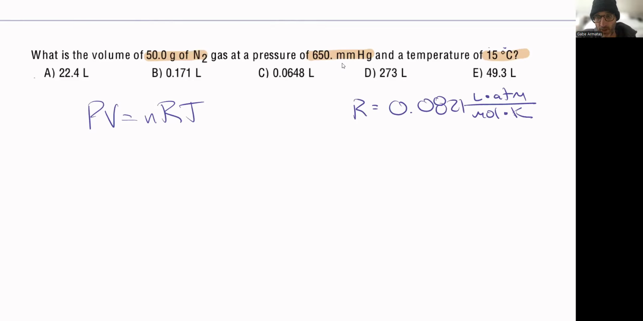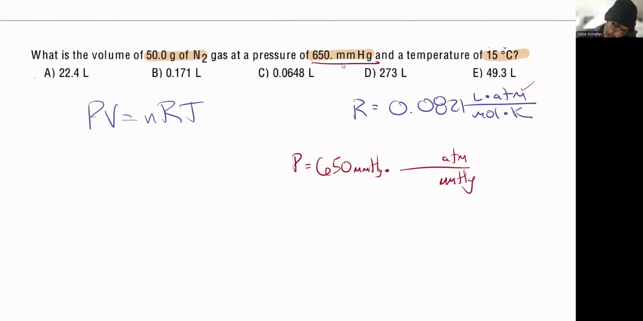I need to make sure that whatever my units are, they match this. So my pressure needs to be in atmospheres. And it's not. I have 650. So my pressure needs to be converted. 650 millimeters of mercury times fraction. I want millimeters of mercury to go away. I want atmospheres to remain. I have to have atmospheres in order to match this. One atmosphere is 760 millimeters of mercury. Millimeters of mercury cancels. And now we are off to 650 divided by 760.